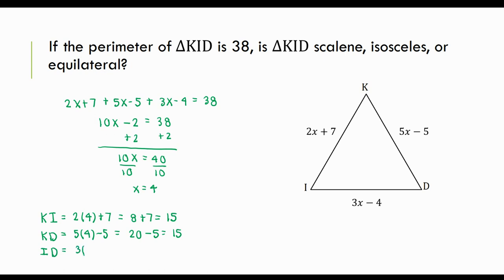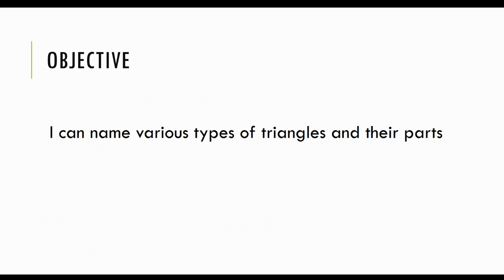So we've got 3 times 4 minus 4. Well, 3 times 4 is 12. 12 minus 4 is only 8. So unfortunately, not all the sides are congruent, so it's not equilateral. So that means that based off of these sides, we have an isosceles triangle. And remember, that's because we have at least 2 sides congruent. So that's us naming various types of triangles and their parts.